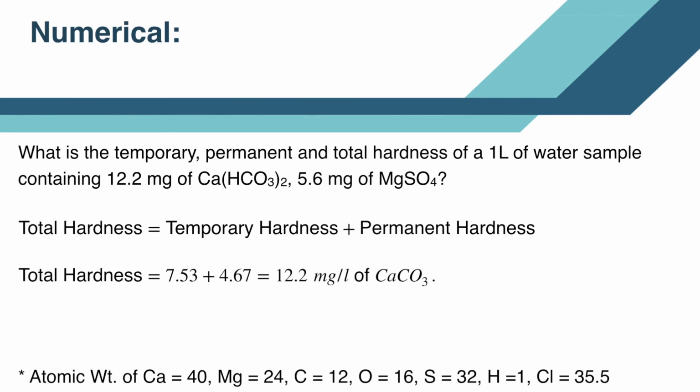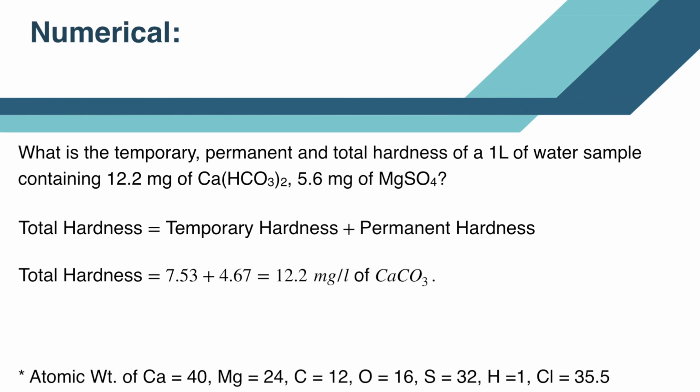I hope now you are very comfortable with how to identify temporary hardness and how to identify permanent hardness. The identification comes only from the anionic part present in your salt, because the cationic part has to be calcium or magnesium. If the anionic part is carbonate or bicarbonate, then it is temporary hardness. If the anionic part is something else other than carbonate or bicarbonate, it will cause permanent hardness.